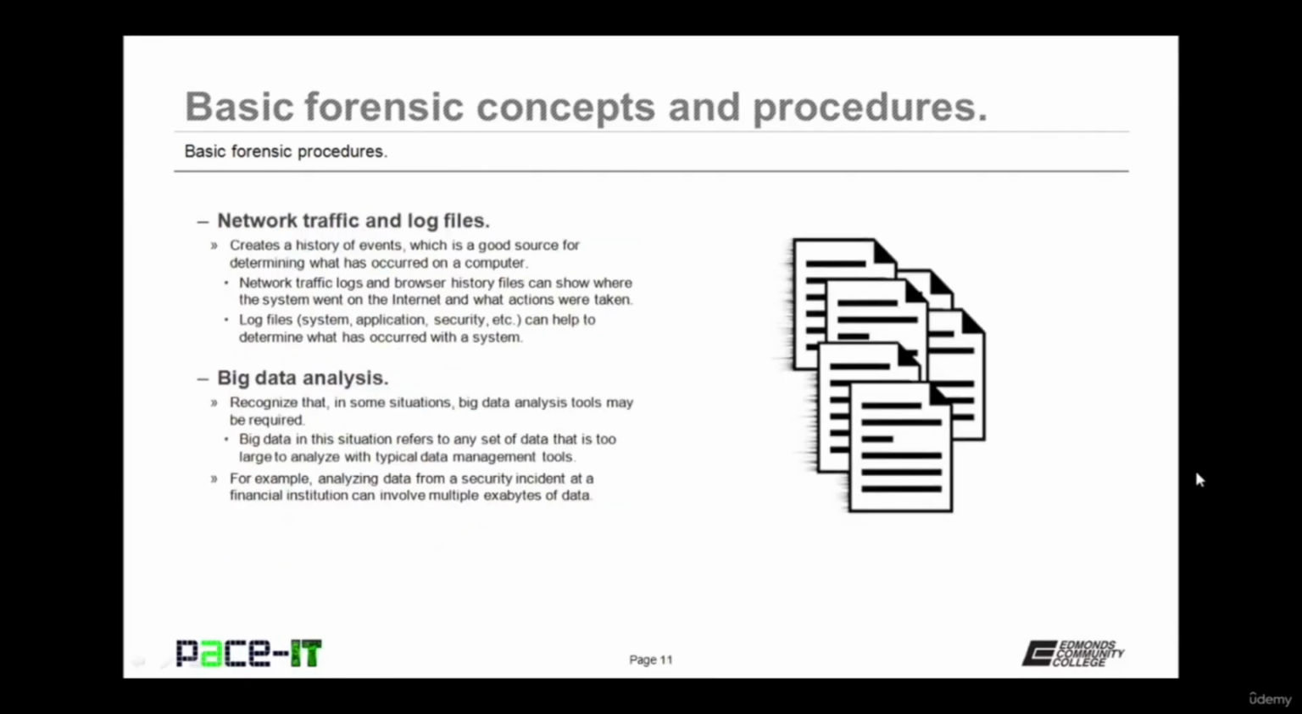A type of forensic evidence that's often overlooked are network traffic files and log files. These create a history of events, which is a good source for determining what has occurred on a computer. Network traffic logs and browser history files can show where the system went on the internet and what actions were taken. Log files, as in system log files, application log, or security logs, can help to determine what has occurred with a system. And finally, there's big data analysis.